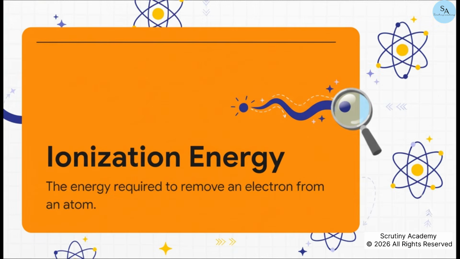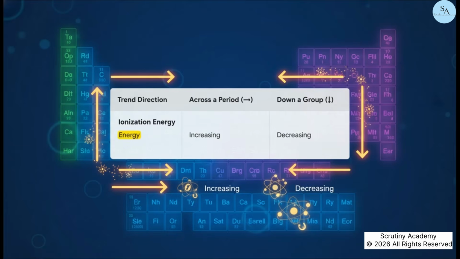Okay, trend number 2, ionization energy. All this is the amount of energy you need to yank an electron away from an atom. You can just think of it as how tightly an atom holds on to its outermost electrons. And the trend here is basically the reverse of atomic size. As you go across a period, the atoms get smaller and hold their electrons tighter, so it takes more energy to remove one. Ionization energy increases.